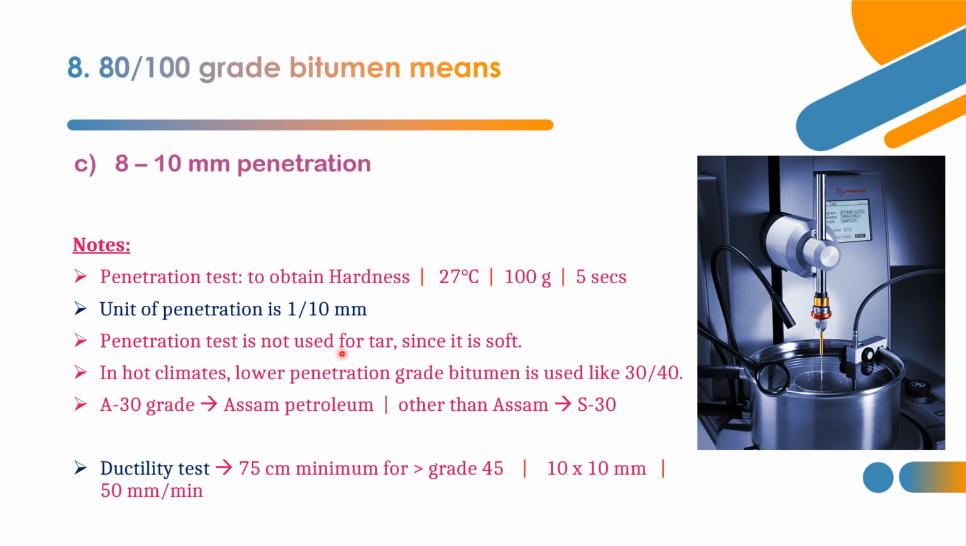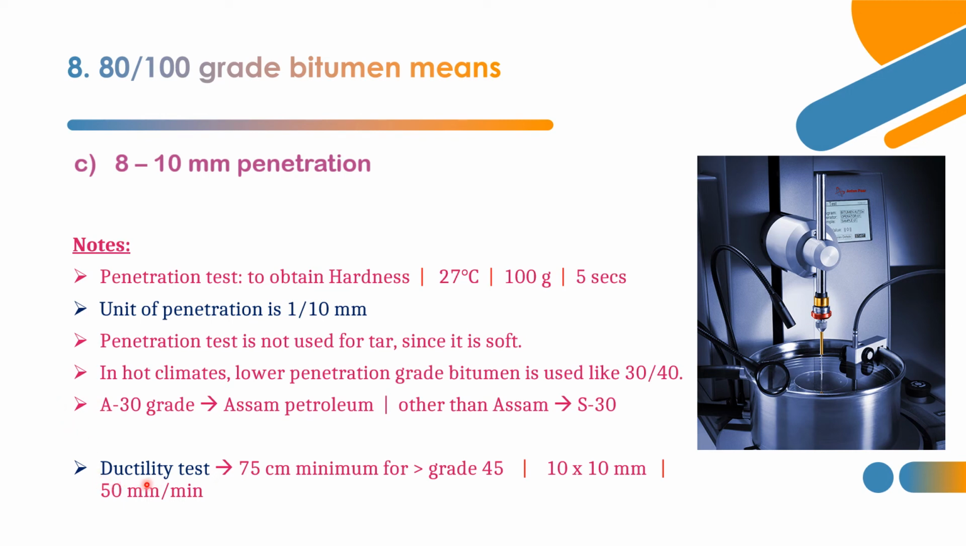And the penetration test is not used for tar because tar is soft when compared to bitumen. So that's why the penetration test is not applicable for tar. In hot climates, lower penetration grade bitumen like 30/40 will be used. In hotter climates, lower grade bitumen shall be used. And there is a denotation of A30. A30 means A refers to Assam Petroleum. So other than Assam, S will be used. So these are some points regarding the penetration test on bitumen.